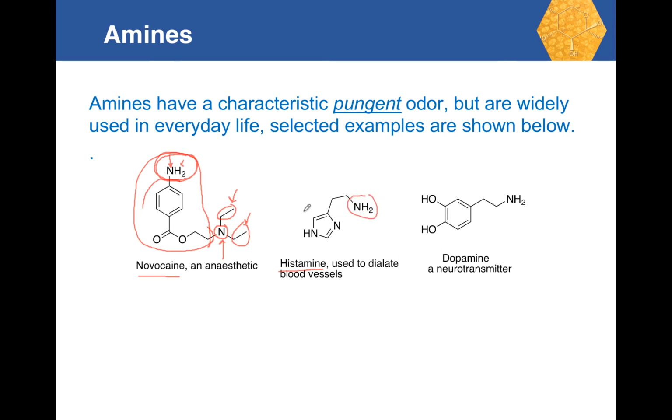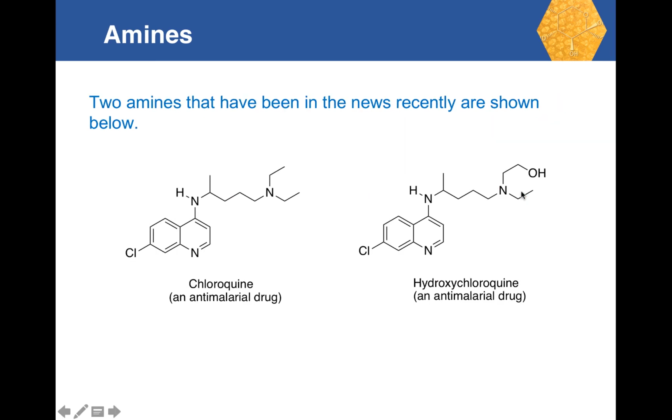We won't discuss this type of amine as yet because it has double bonds to it. And here's another one, dopamine. Here is the amine, and it is a primary amine. Let's look at this one.